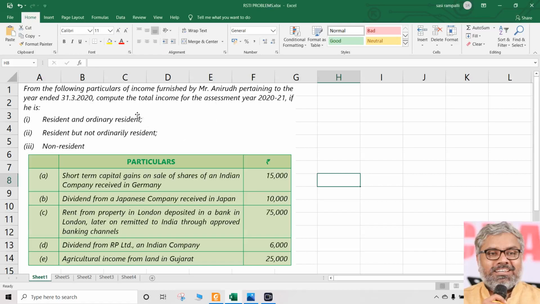What if he is ROR? That is one different case. What if he is RNOR? That is a different case. What if he is non-resident? That is a different case. Same Anirudh can never be all the three.